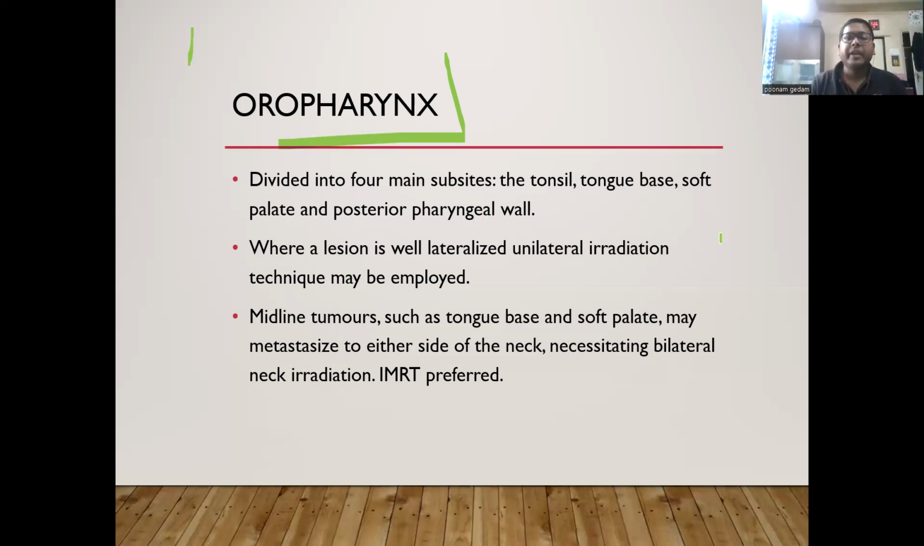In exams, questions can be asked on subsites. The four main subsites of the oropharynx are the tonsil, tongue base, soft palate, and posterior pharyngeal wall. When a lesion is well lateralized, a unilateral irradiation technique may be employed. Midline tumors such as tongue base and soft palate may metastasize to either side of the neck, so bilateral neck radiation (IMRT) is preferred.